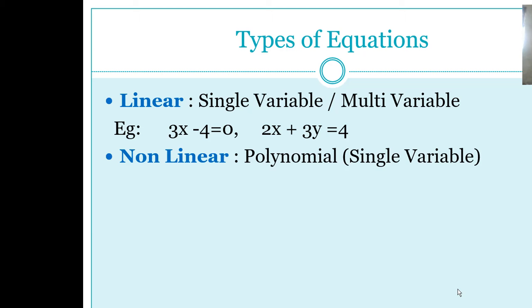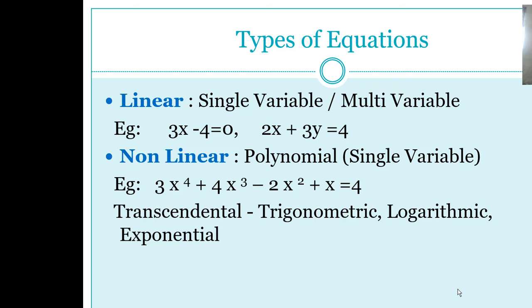There could be nonlinear equations, which are called polynomial equations. They could be single variable polynomial equations with higher degrees, or higher powers of one variable. So 3x raised to 4 plus 4x cube minus 2x square plus x equal to 4 becomes an example of a nonlinear equation. It is a polynomial type of single variable equation.